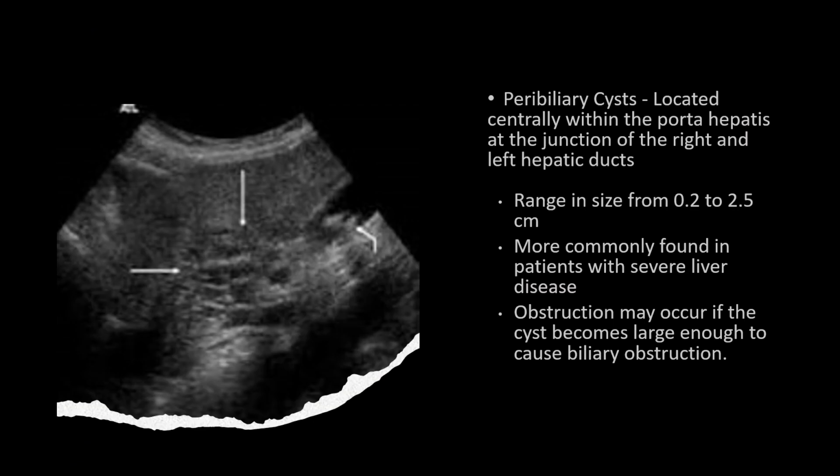Now, there are different kinds of cysts. The first one we looked at was a simple hepatic cyst. What you're looking at here are peribiliary cysts. They're located centrally within the porta hepatis at the junction of the right and left hepatic ducts, and they can range in size from very small, just 2 millimeters, up to 2.5 centimeters in size, so from 2 to 25 millimeters. And most commonly we find these in patients who have severe liver disease. You may see obstruction if the cyst becomes large enough to block off those hepatic ducts.